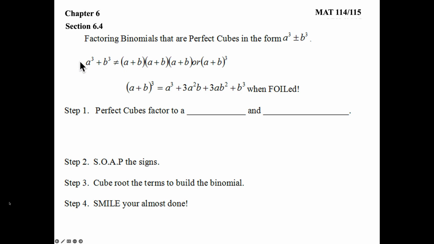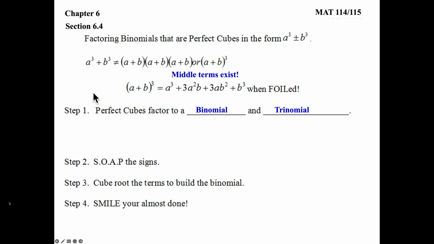If you have a cubed plus b cubed, or it could be a minus, it will not be 3 binomials in a row with the same sign. If I attempted to multiply that out and FOILed it, this is what I get. I get a bunch of middle terms here. So we never ever want to say that it's going to be 3 individual binomials. In fact, this factors to 1 binomial and 1 trinomial.